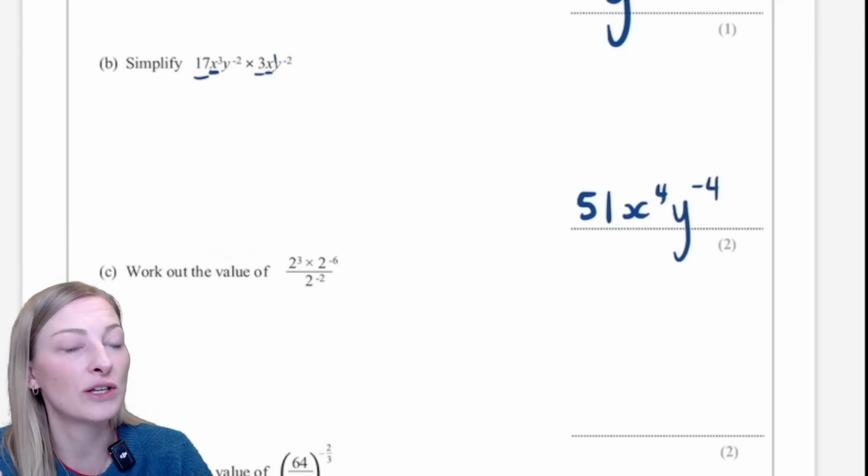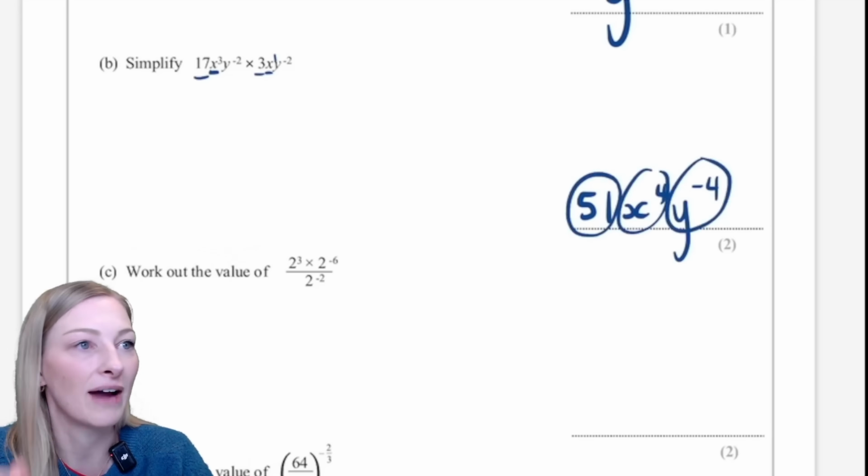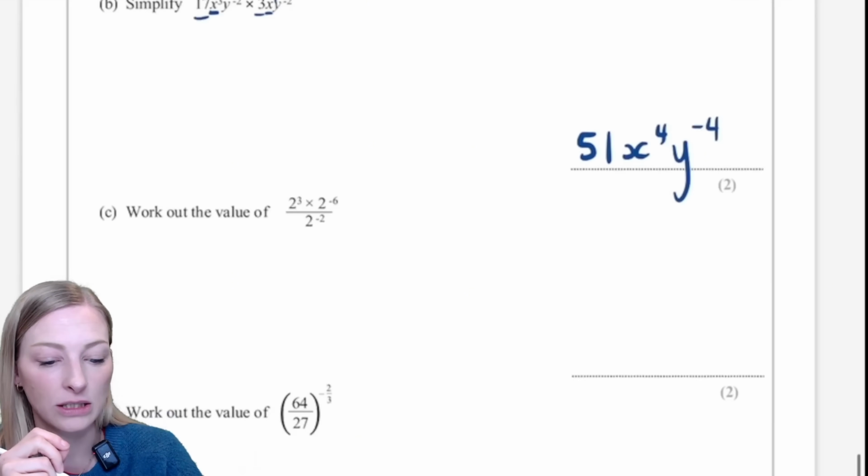That was a 2-mark question. You would get 1 mark for 2 out of 3 things being correct. They're your 3 things. 1 mark for 2 of those being correct.